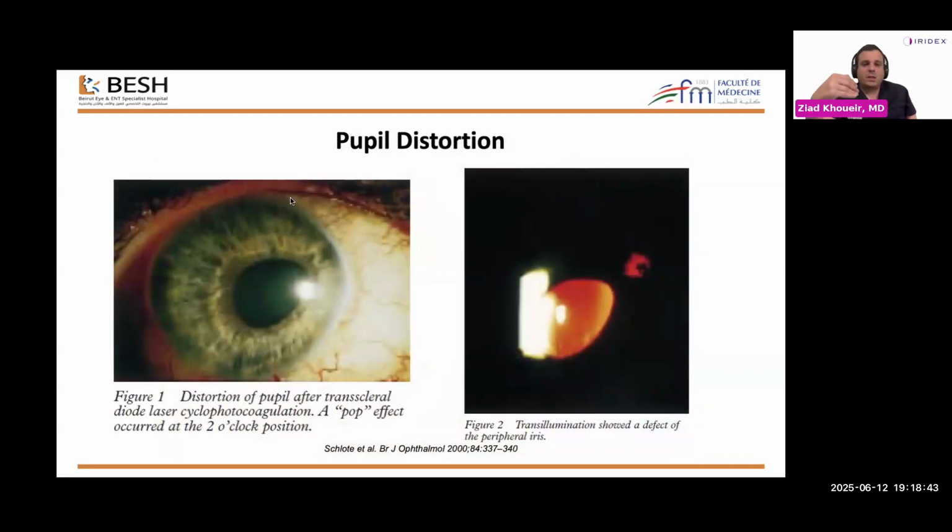So the probe position is key. You need to be located at the level of the ciliary body posteriorly, because if you treat way too anteriorly, you will deliver laser energy to the iris root, and this will create chronic inflammation, anterior uveitis, and even pupillary distortion in some cases.